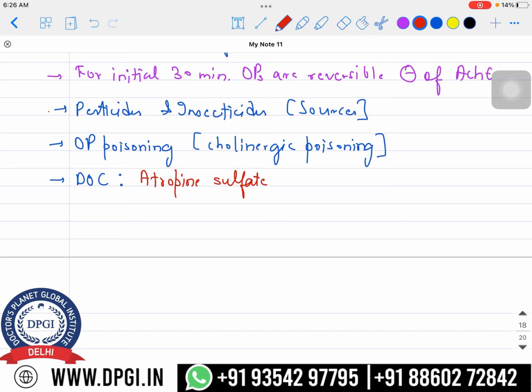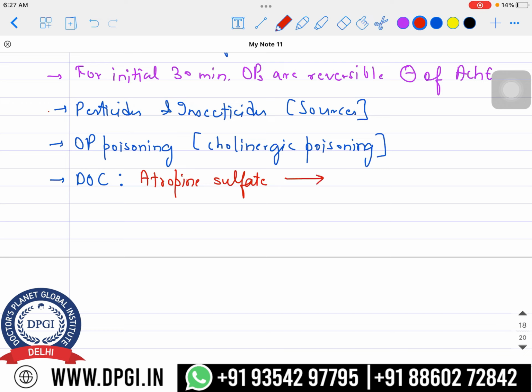So atropine sulfate will be given to these patients, 2 to 4 mg will be given, and we'll be waiting for 10 minutes, and again the next dose will be repeated in this case. So atropine will take care of the muscarinic symptoms in this patient, like M1, M2, M3. It will just reverse that effect. But what about the nicotinic symptoms? Organophosphate will be stimulating the nicotinic receptors also.